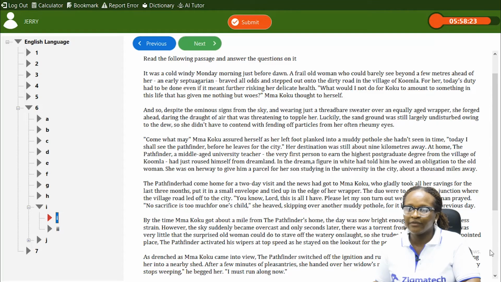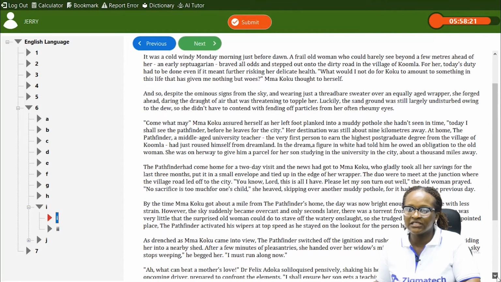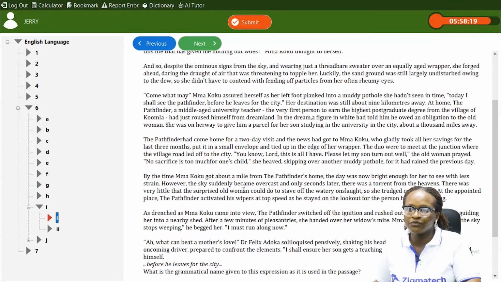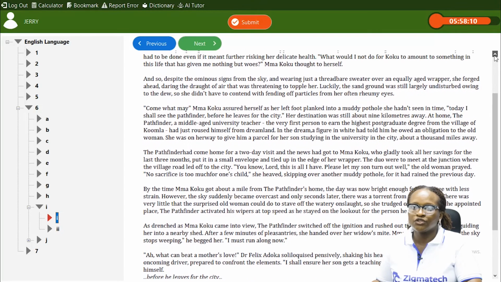Oh, that's very bad. You see, if it were written in italics, it wouldn't be hard for me to indicate. Oh, that means I'll have to read the passage all over.